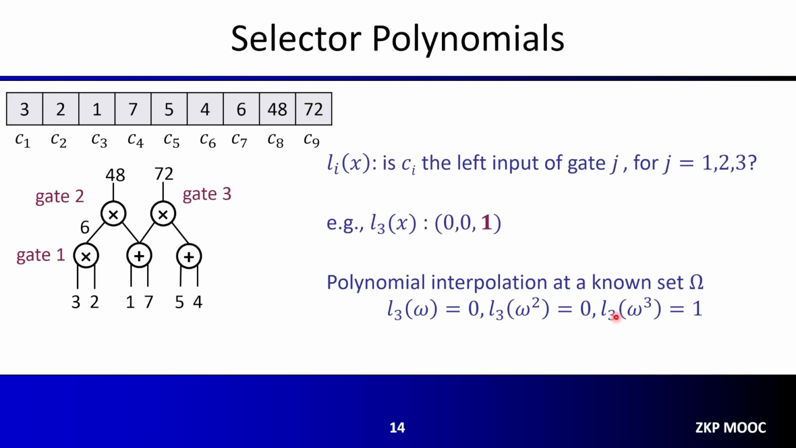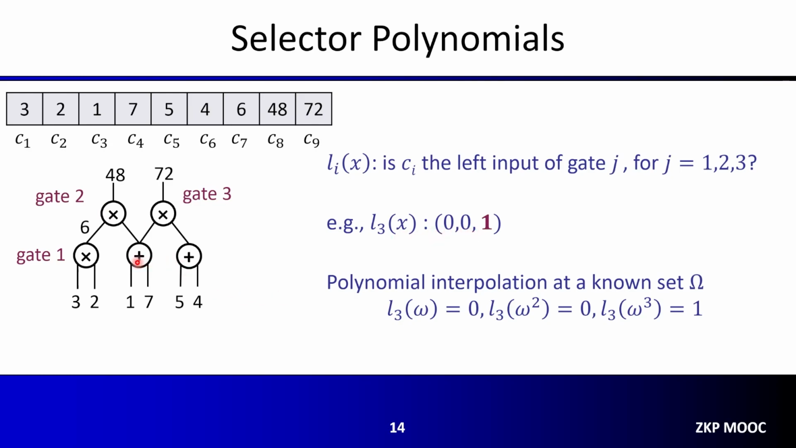So similarly, we can do it for every Ci and get the selector polynomial Lix for all i. But another interesting case I want to highlight here is L3x. So we are asking, is C3 the left input of gate j? It is this wire. Apparently, it is not the left input of gate 1, it's not the left input of gate 2, so we put 0 and 0 there.